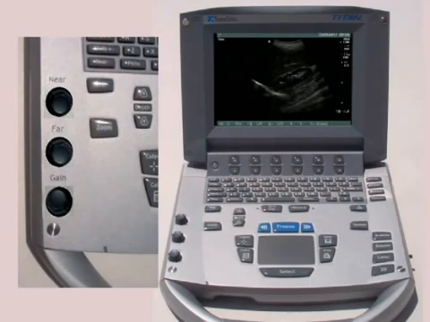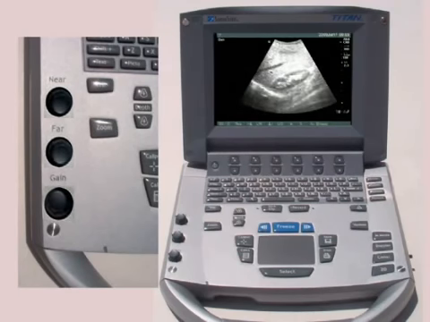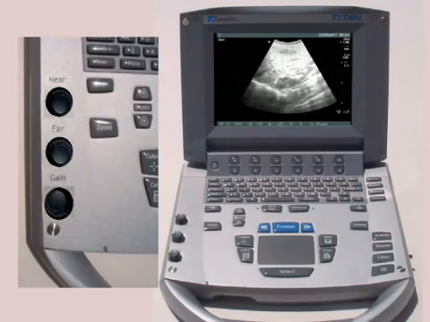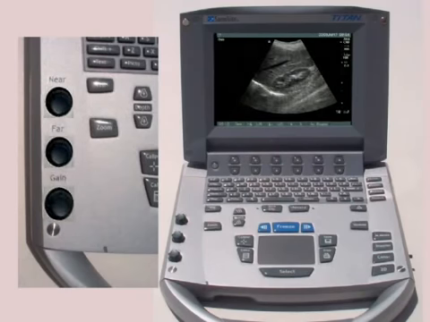This image is overall too dark, and for this, the gain button is used to turn up the entire field. However, this image is a little too bright. You want to have some contrast between tissues, and so this overly bright image can be controlled by turning the total gain down.